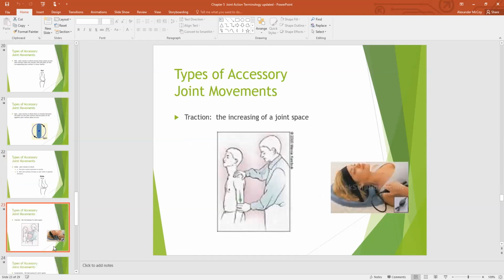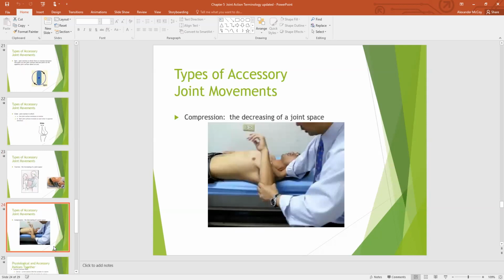All right, a couple more. Traction. So we see this, think of a cervical traction machine. If you've ever gone to the chiropractor, maybe this was utilized on you, who knows? But think of it, I'm increasing the joint space. That means I'm tugging on a bone or on that appendage away and increasing that joint space. Versus compression, guess what? I'm doing the opposite. I'm pressing inwards, or I'm decreasing a joint space.